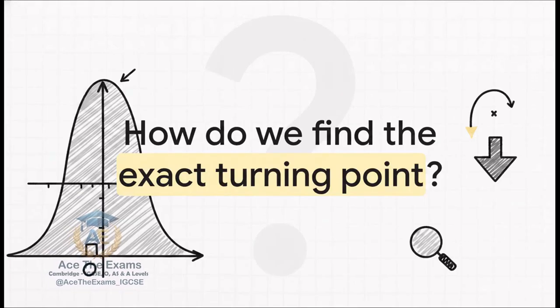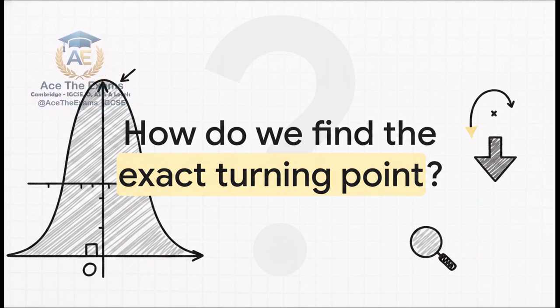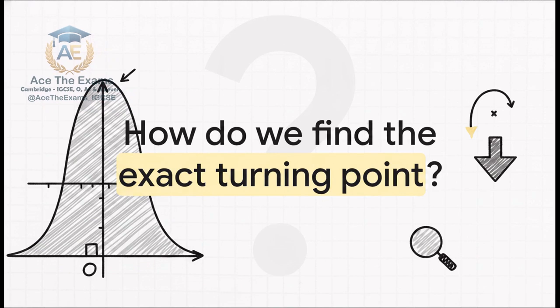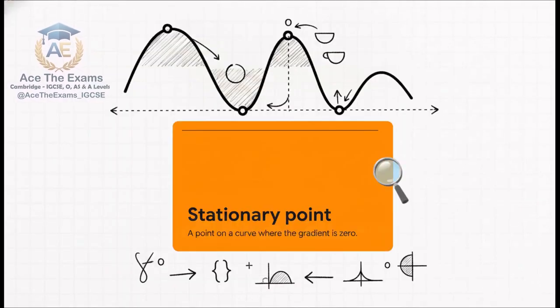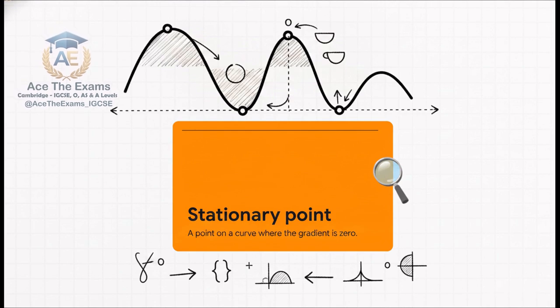Let's put this into a real-world exam scenario. Here's a classic question. How do we find the exact turning point of a curve? By using the raw power of differentiation, we can analyze a curve's gradient function to figure out the precise mathematical moment it stops going up and starts going down, or vice versa. By calculating exactly where our gradient hits a flat zero, we locate what is called a stationary point.